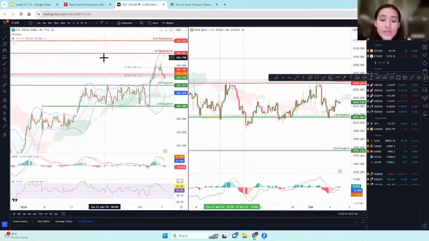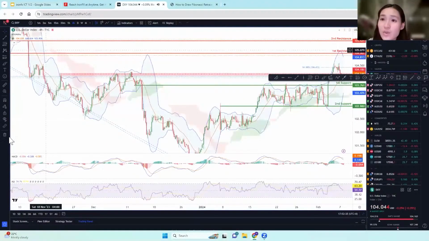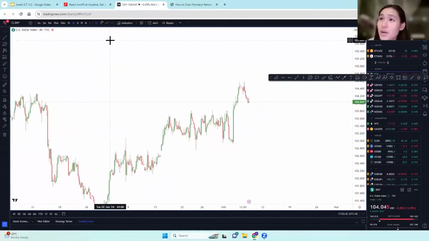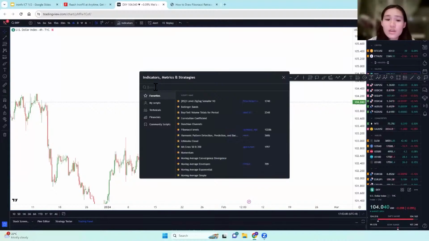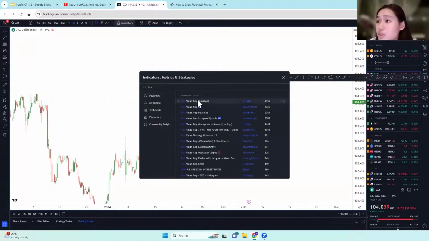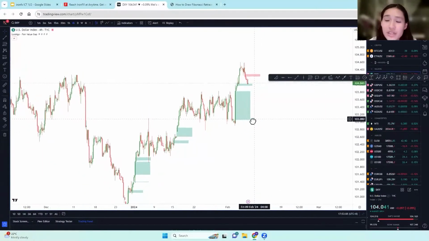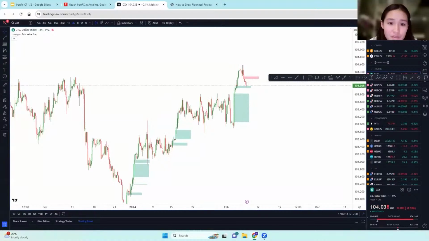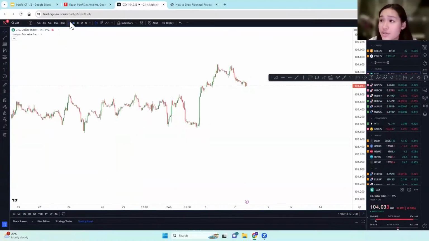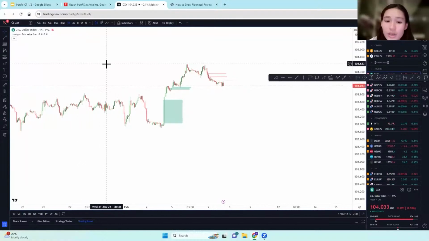Okay, so if we are looking at VXY, just a random chart, this is how you basically implement the FVG indicator. You go to the indicators, search for fair value gap, and this one. This helps you to identify any of the FVGs, and you can use this on any time frame as well. So I'm on the 1 hour time frame now.